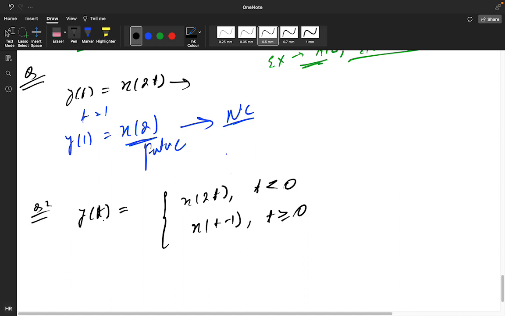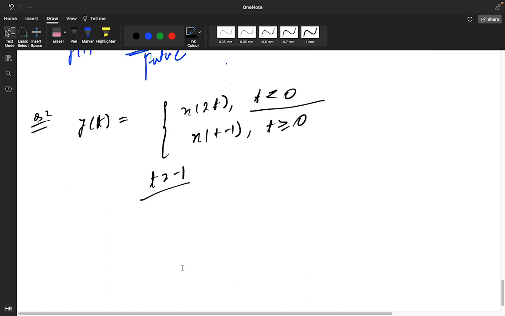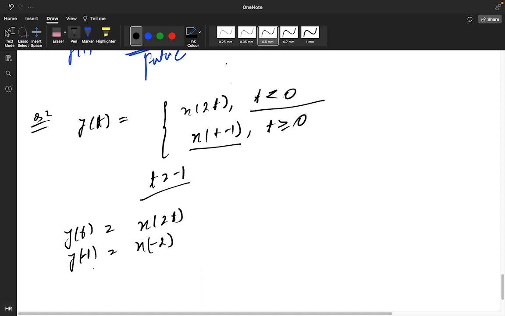So see, what is the meaning? If t is less than 0, means if you are substituting t equals minus 1, what will you get? y of t is equal to x of 2t. So I put x, so this is true, means this will come when t is greater than or equal to 0. So what will you get? y of minus 1 is equal to x of minus 2, because this is t less than 0. So this is your input, and the output is depending upon the past value.